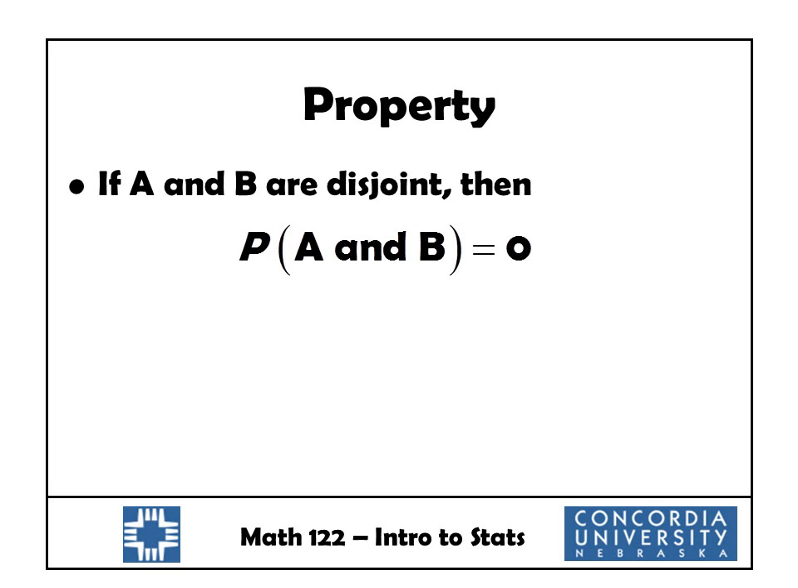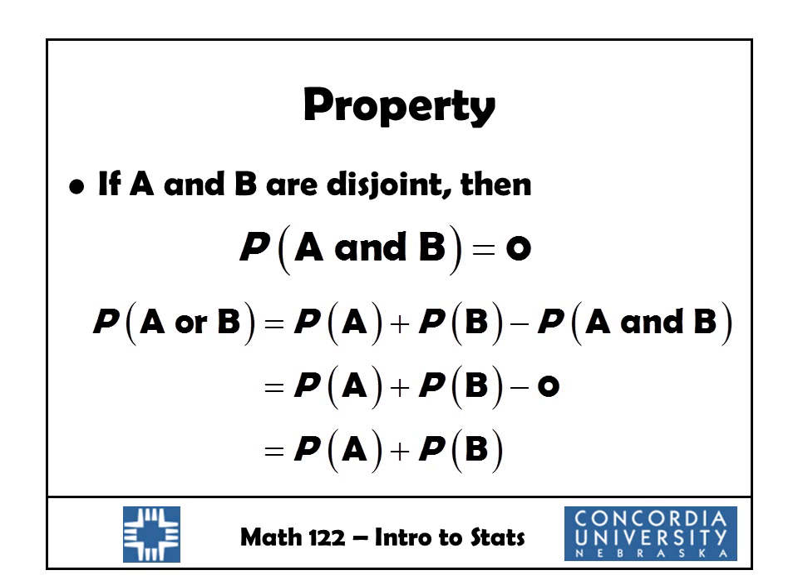Now, disjoint events have a very special property. If A and B are disjoint, then the probability that A and B occur at the same time is equal to 0. Hopefully this makes intuitive sense, because if they are disjoint, that means they cannot occur at the same time. The probability of something that cannot occur is 0, just by definition.